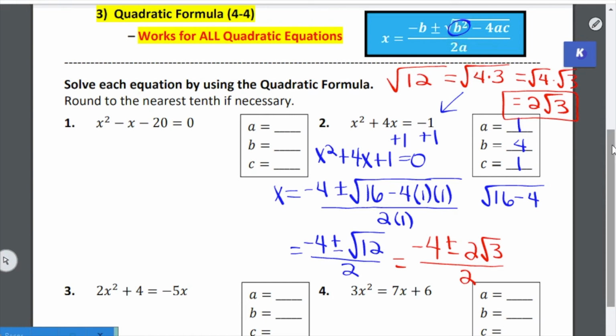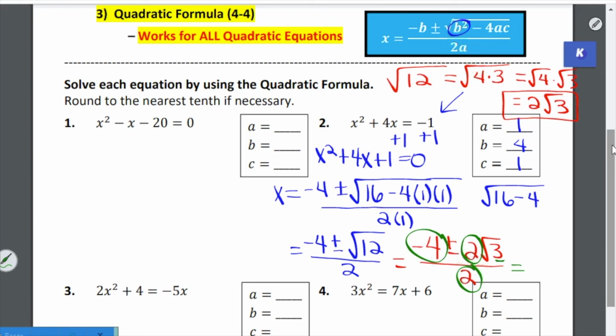Now, I want you to focus on this and this and this. All three of those are even. All three of those can be divided by 2. Since all three parts can be divided by 2, I can simplify. Basically I'm dividing both terms by 2: -4 divided by 2 and the 2 square roots of 3 divided by 2. I can't do anything ever to what's under the radical. It's protected. Can't do it.